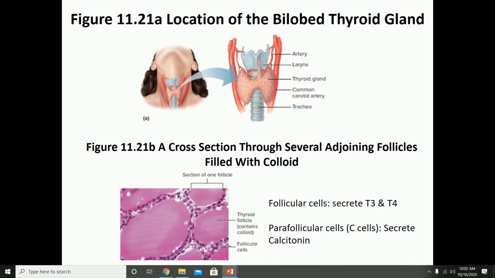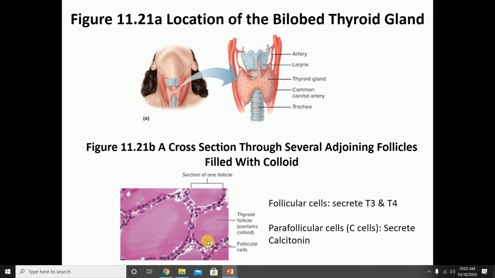This anatomy kind of explains some of the symptoms if somebody gets hyperthyroid or goiter, which is an enlarged thyroid gland. They could have difficulty in breathing because of the compression of the trachea. If it compresses the larynx, they can also have a change in their voice due to that.